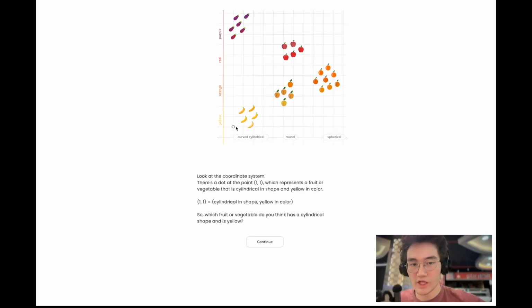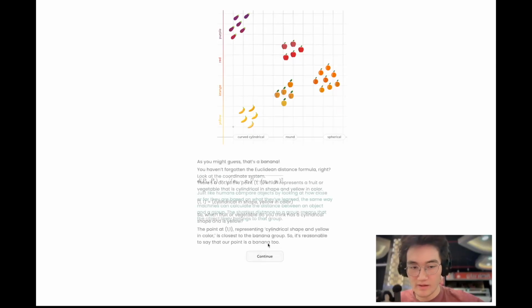So it's right here. Cylindrical in shape and yellow in color. Actually, I forgot to write here curved cylindrical, but whatever. So which fruit or vegetable do you think has a curved cylindrical shape and is yellow? I believe it's banana. As you might guess, that's banana.